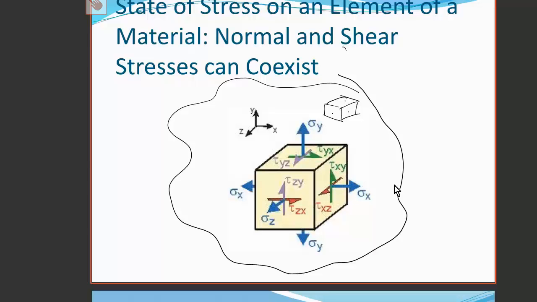For this cube to be in equilibrium, we realize that the normal stress on opposing faces must be the same. Hence, that's why this sigma x is equal to this sigma x here. We can do that for all of the faces. I won't go into too much detail here, but the point of showing this is to say that in 3 dimensions we can see that the state of stress of a material consists of shear forces and normal forces.